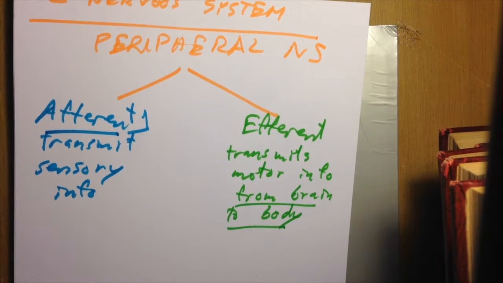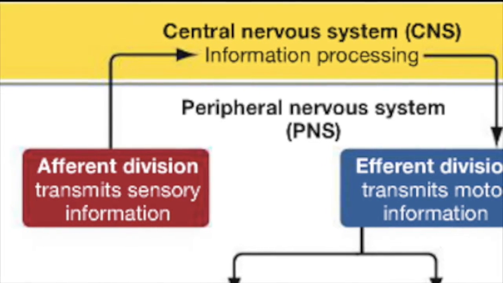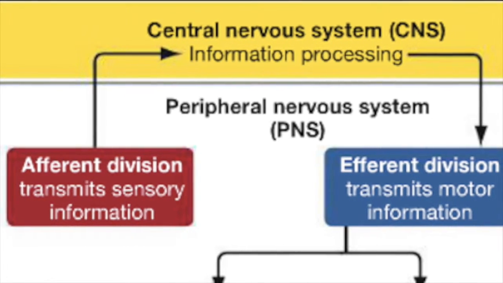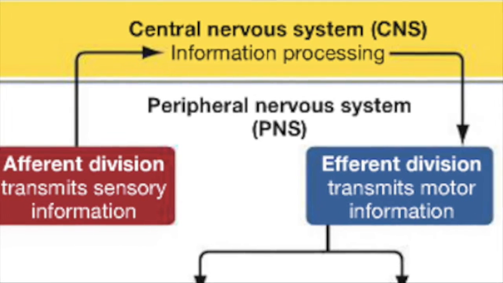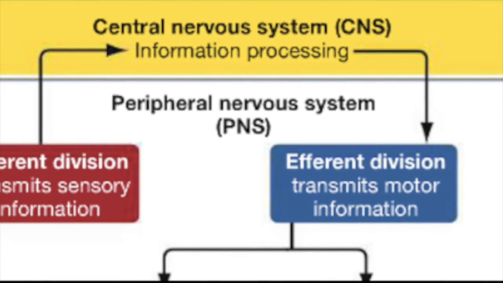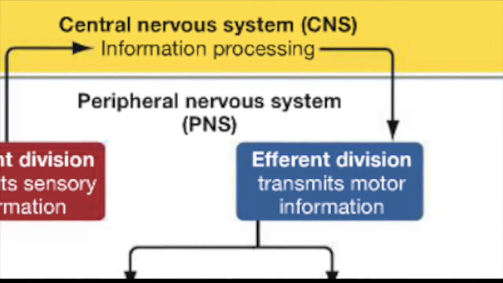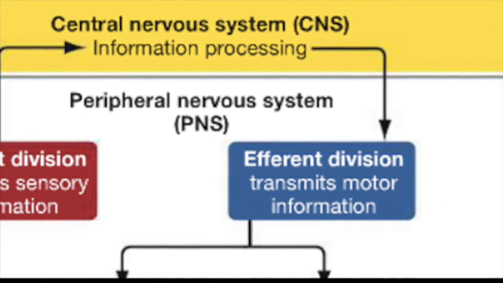The conditions inside and outside the body are monitored by the afferent division. So basically, after the afferent neurons process the information in the CNS, the efferent division carries the signals to the body in order for it to respond in the appropriate way.